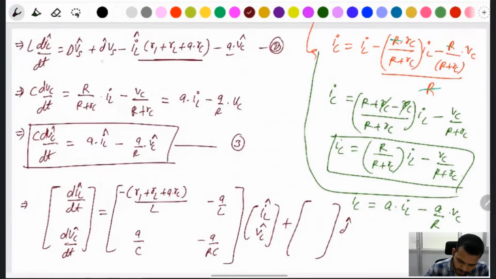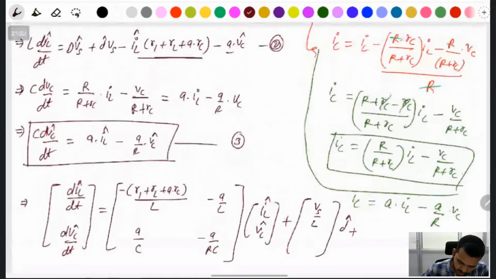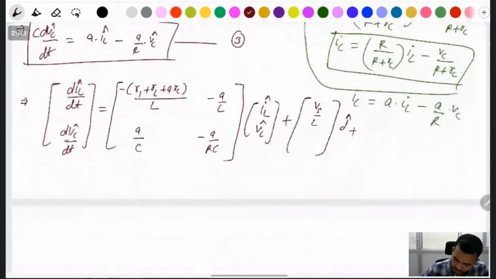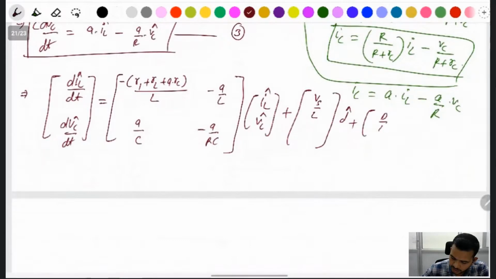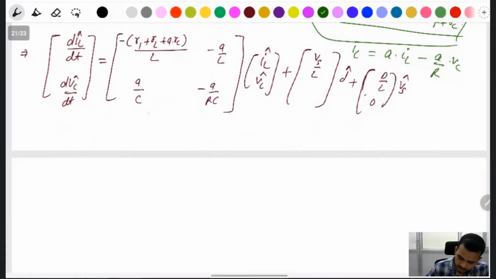And D cap present only here, Vs by L. Sorry, for D cap, yes, Vs by L. And if you take a Vs also, Vs cap also, then find D by L and 0 Vs cap. This one is the matrix of A matrix.